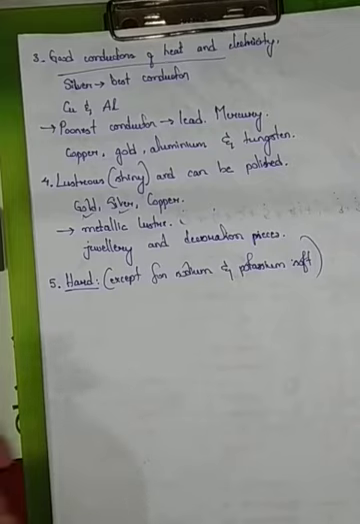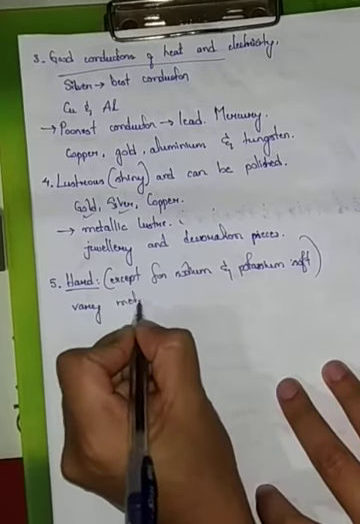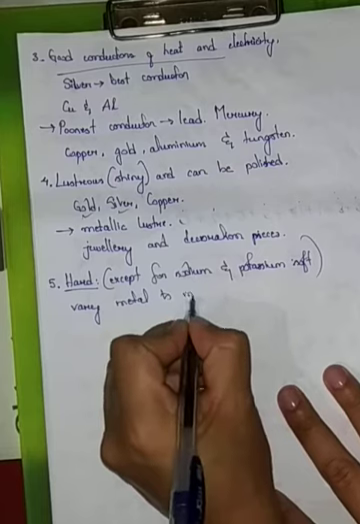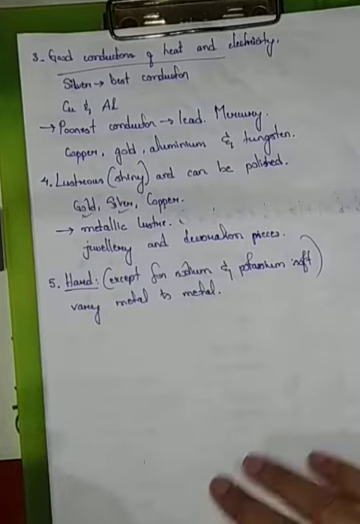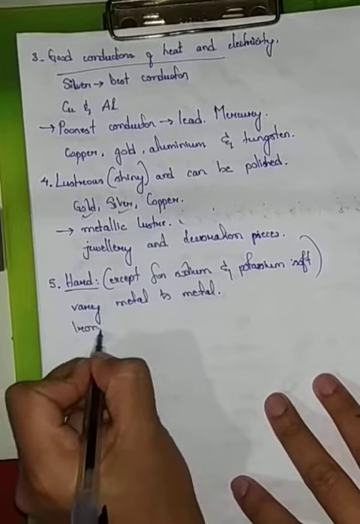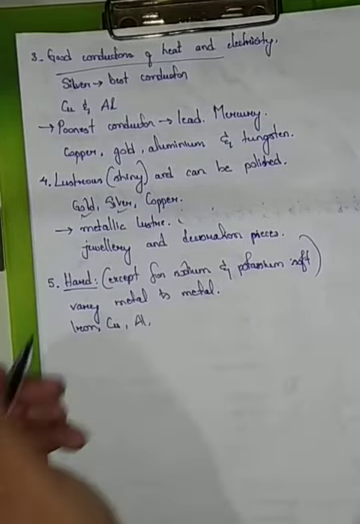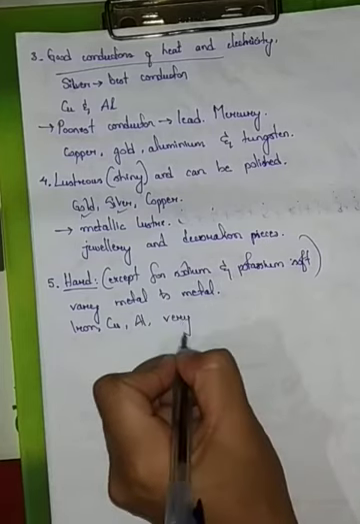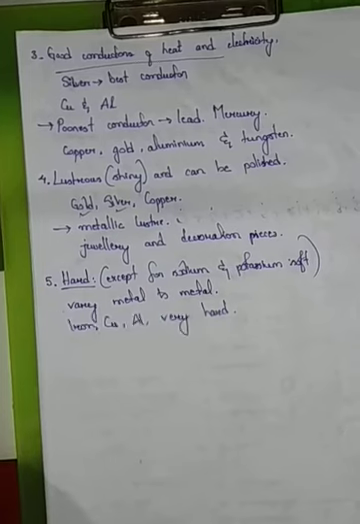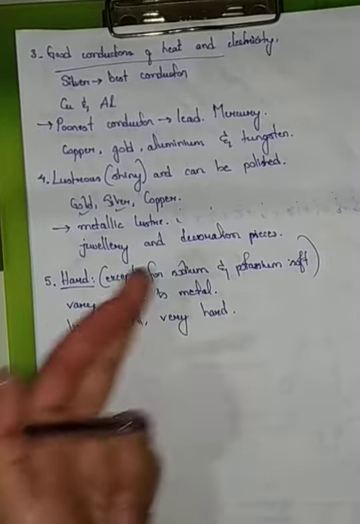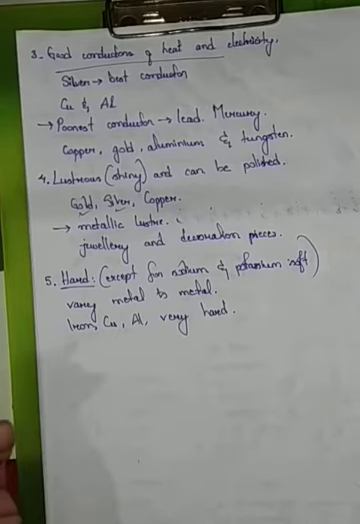The hardness varies from metal to metal, and most of the metals, like iron, copper, aluminium, etc., are very hard. They cannot be cut with a knife, but there are some exceptions: sodium and potassium, since they are soft metals, can be easily cut with a knife.